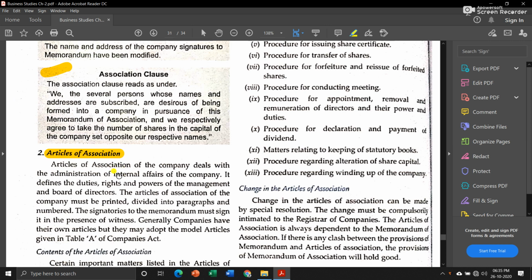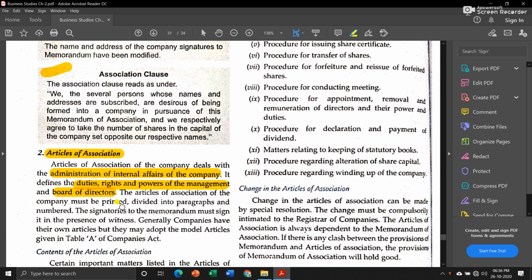Articles of association of the company deals with the administration of internal affairs. Now memorandum of association has all the information which an outsider can inquire about, but articles of association deals mainly with the administration or rules of internal affairs of the company, which cannot be fully disclosed to the general public. Now it defines duties, rights, and powers of the management and board of directors.